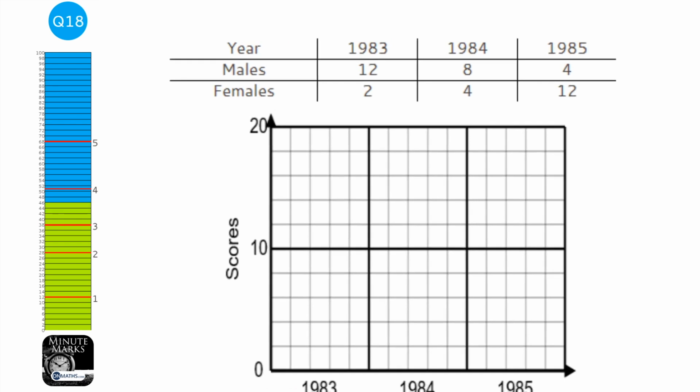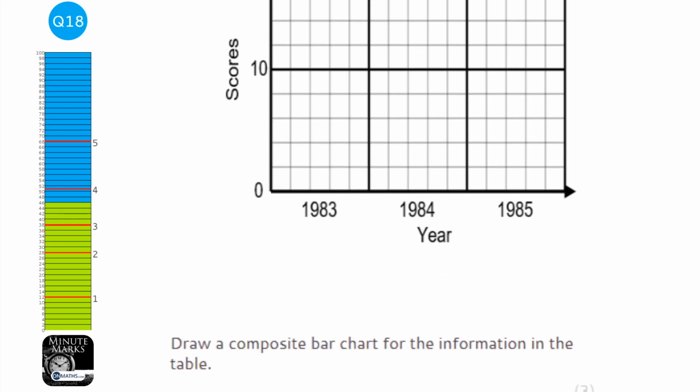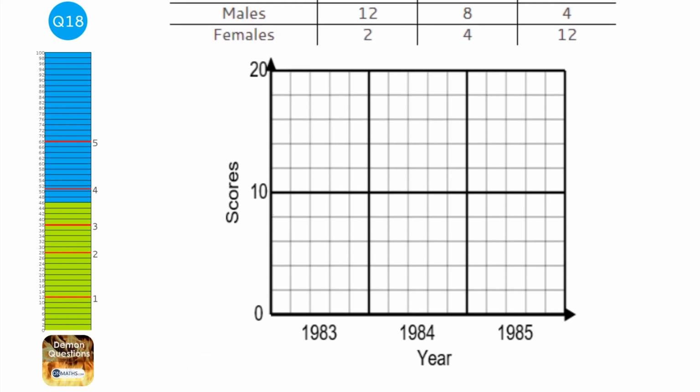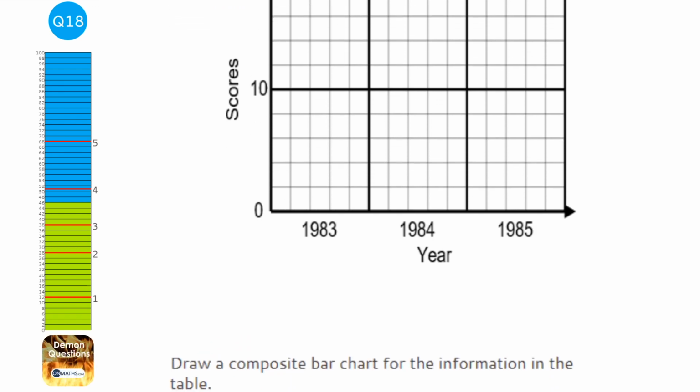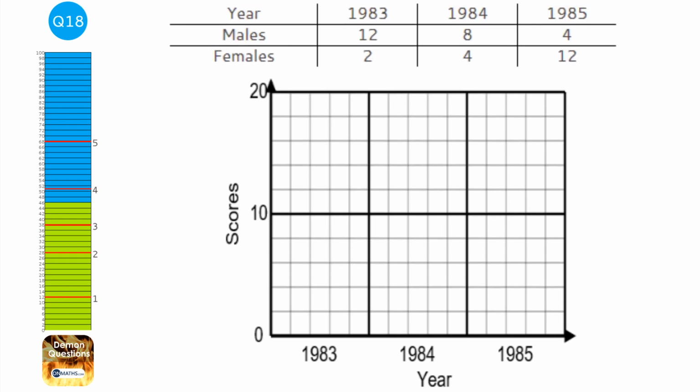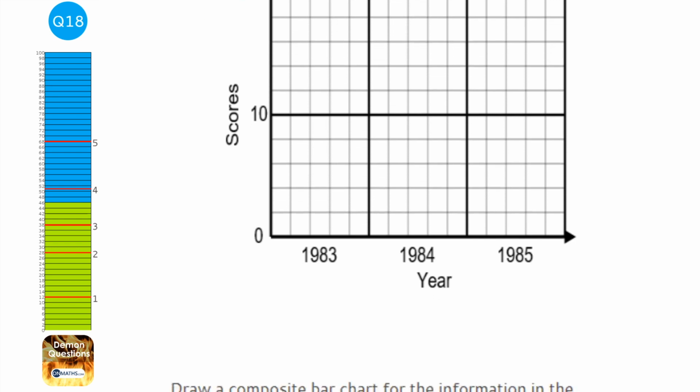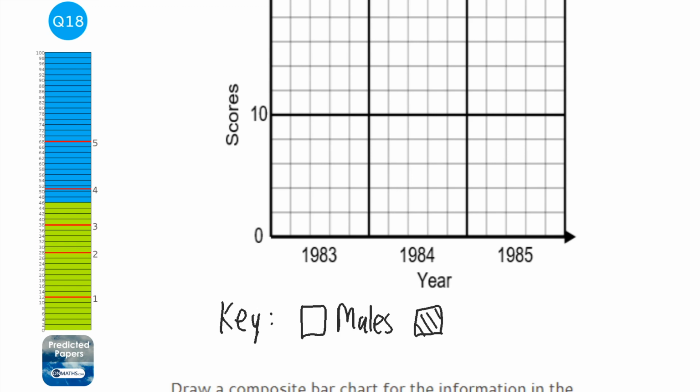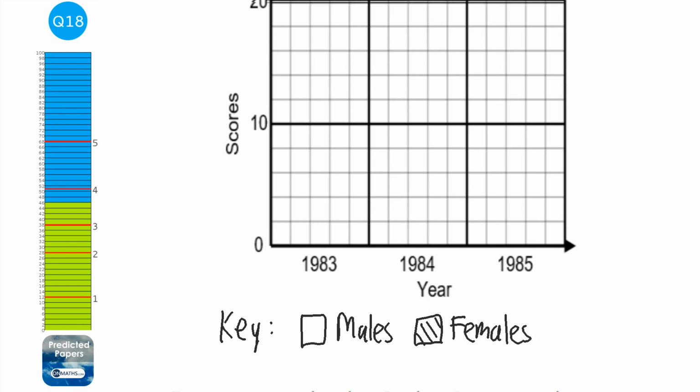So we're asking this question to do a composite bar chart. Now a composite bar chart just means that it's like a comparative bar chart where the bars are next to each other, but on a composite bar chart they're just all in one bar. So we're going to have multiple pieces of data. If we have a look at the table, we've got males and females. So we need a way of telling them apart, and the way of doing that is just to add a key. So my key is going to be blank for males and shaded in for females. And it's really important that you add a key to this so people can tell your bars apart.